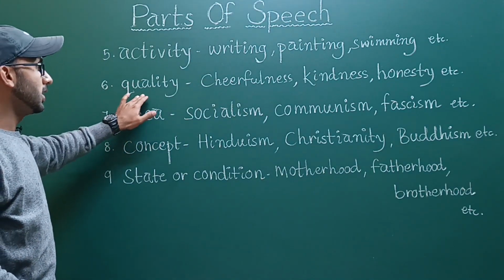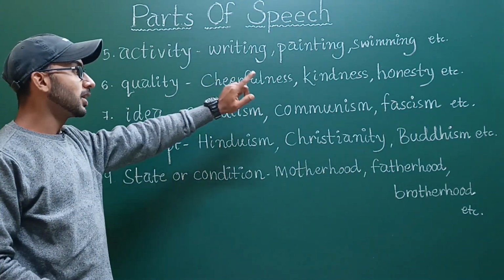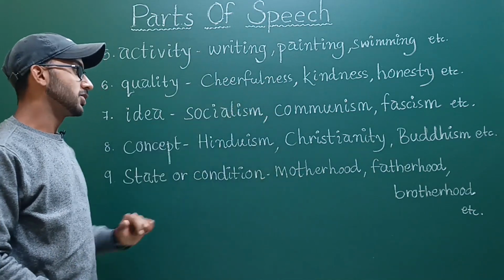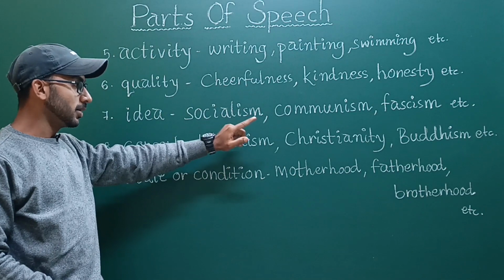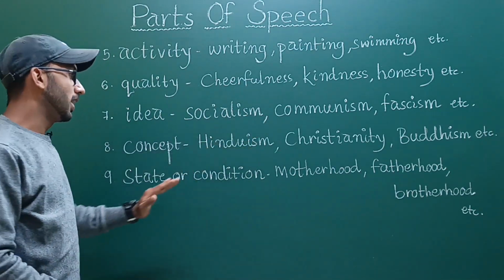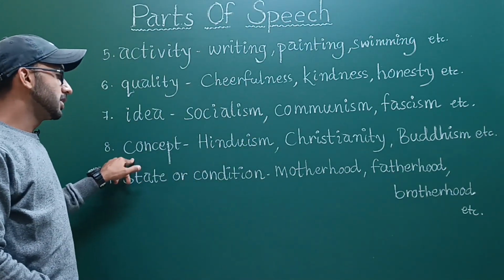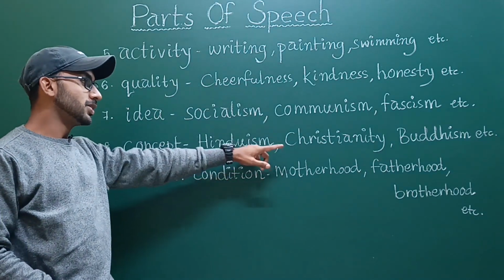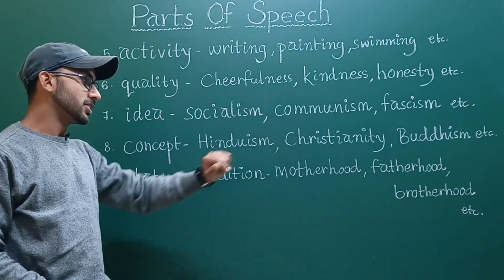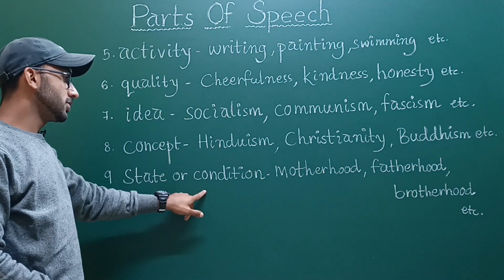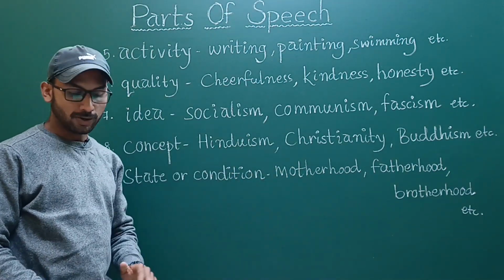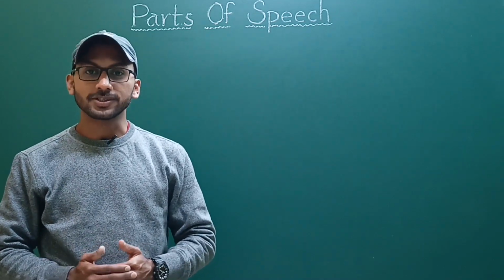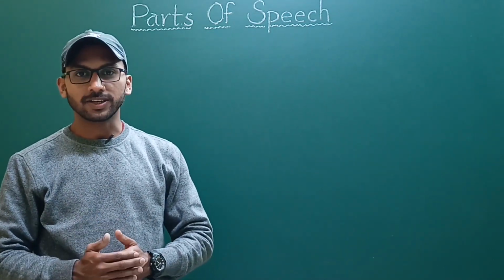Number 6, quality such as cheerfulness, kindness, honesty, etc. Idea such as socialism, communism, fascism, etc. And concept such as Hinduism, Christianity, Buddhism, etc. And state or condition such as motherhood, fatherhood, brotherhood, etc. We have understood the definition of noun along with the varieties of examples.